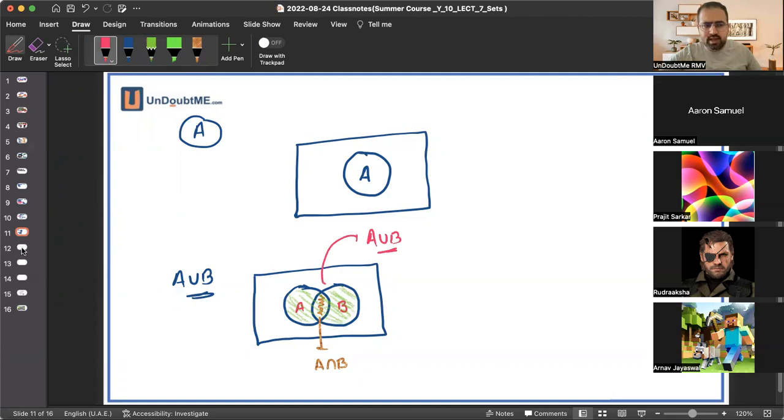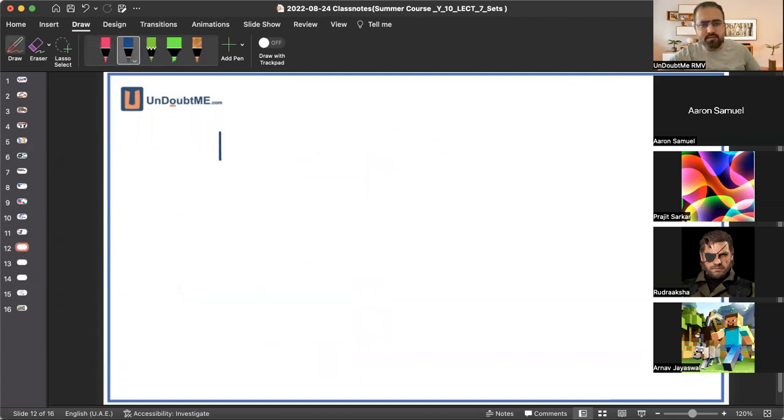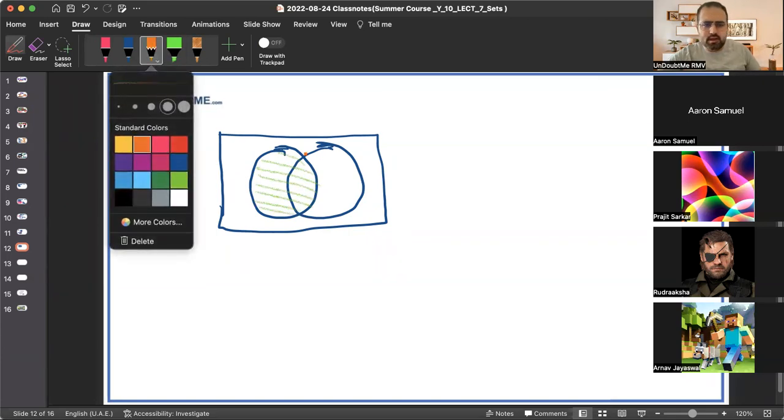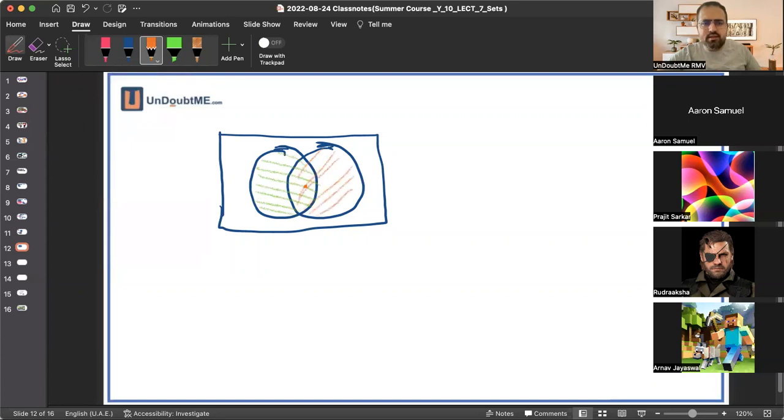Now I'll draw this once again and explain the formula of A union B. Now these are two sets A and B. I'm not writing their names because it is obvious the first one is A, the other one is B. If I shade this portion, this is A. If I shade this portion, this is set B. Now you will observe that the middle part is actually taken twice. So how do we adjust that mathematically?